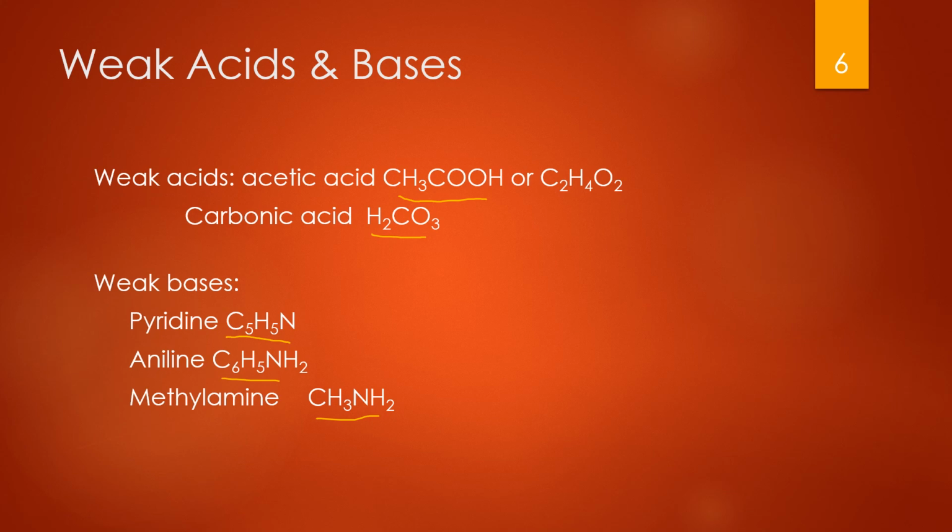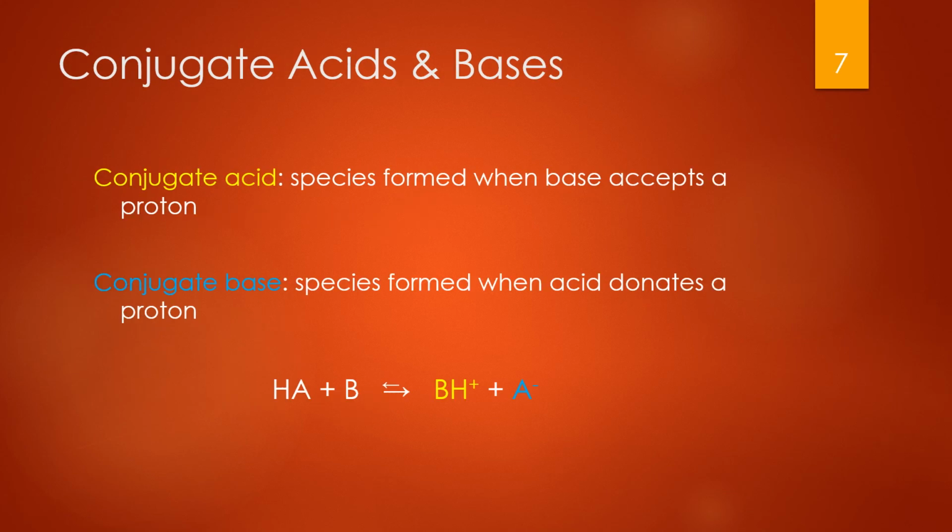Ammonia is also an example that we saw on a previous slide in the fact that it didn't completely dissociate. So let's talk a little bit about conjugate acids and bases.